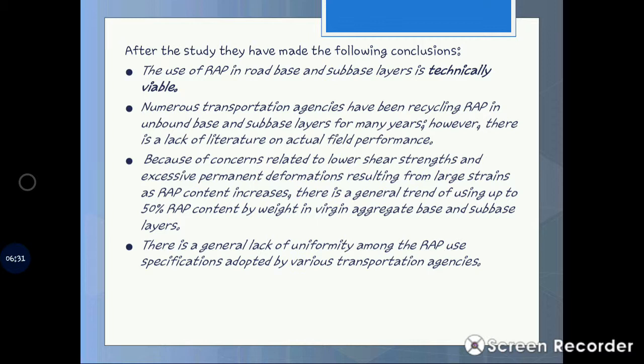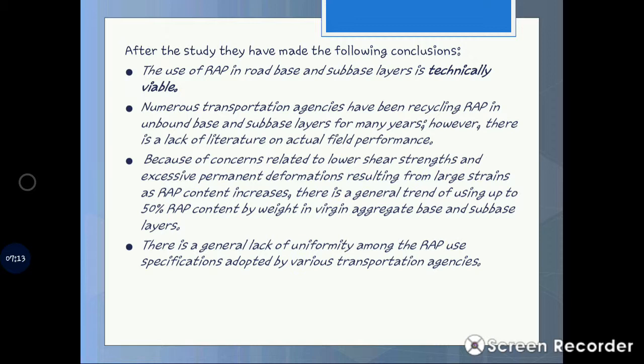After the study, they have made the following conclusions. So, the use of RAP in road-base and sub-base layers is technically viable. Numerous transportation agencies have been recycling RAP in the unbound base and sub-base layers for many years. However, there is a lack of literature on actual field performance. Because of concerns related to lower shear strength and excessive permanent deformation resulting from large strains as RAP content increases, there's a general trend of using up to 50% RAP content by weight in virgin aggregate base and sub-base layers.